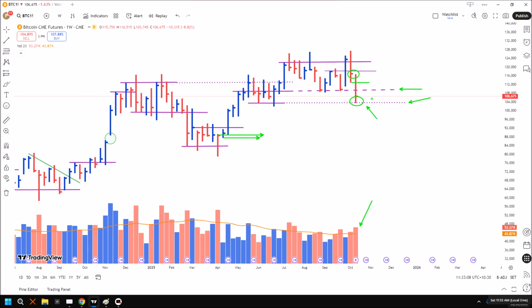A clear break and close below this level next week would certainly see the market looking towards these levels down here to look for support. That's quite a bit lower than we've seen the market trade for a while. So I expect some sort of defence at these lows down here, and we'll see how the market trades. But I do expect the market will attempt to defend against supply and hold on to these levels.